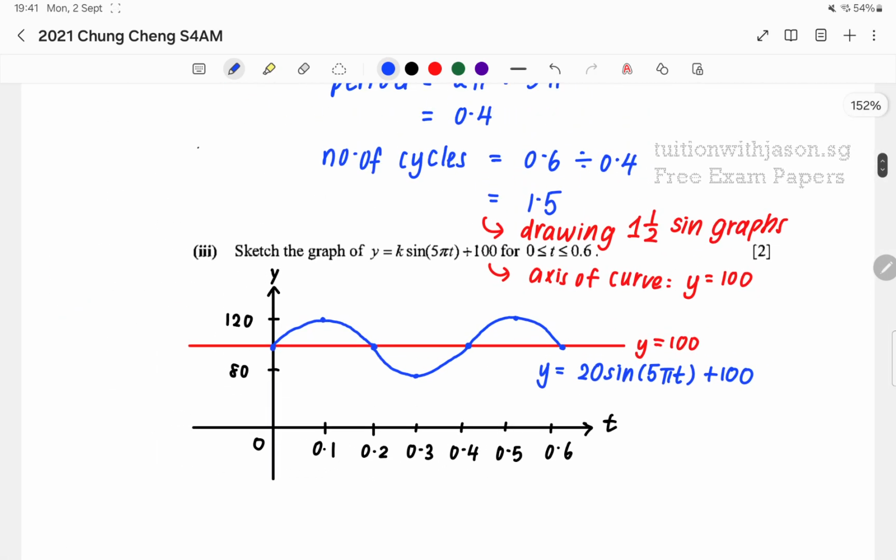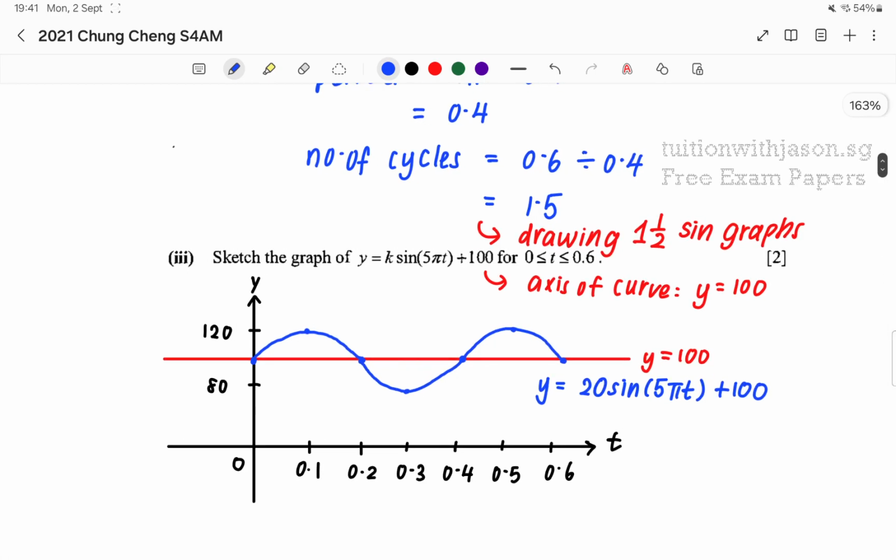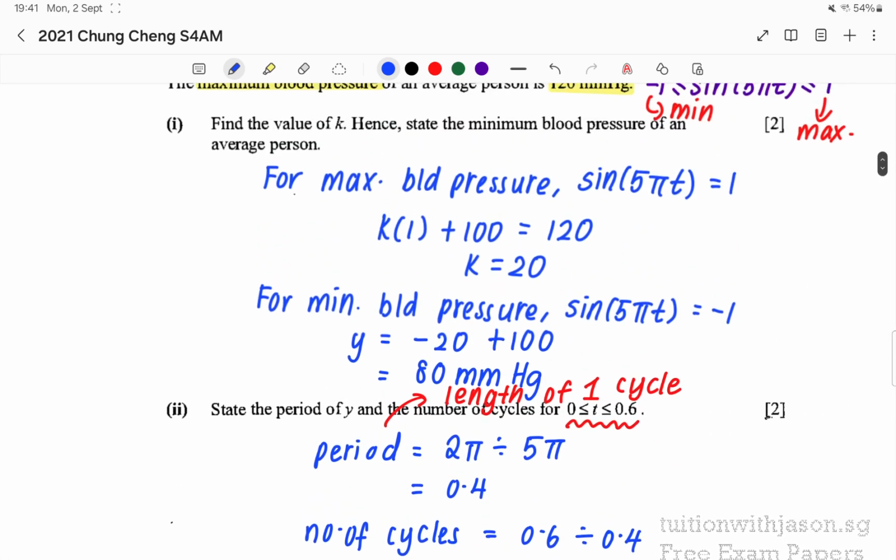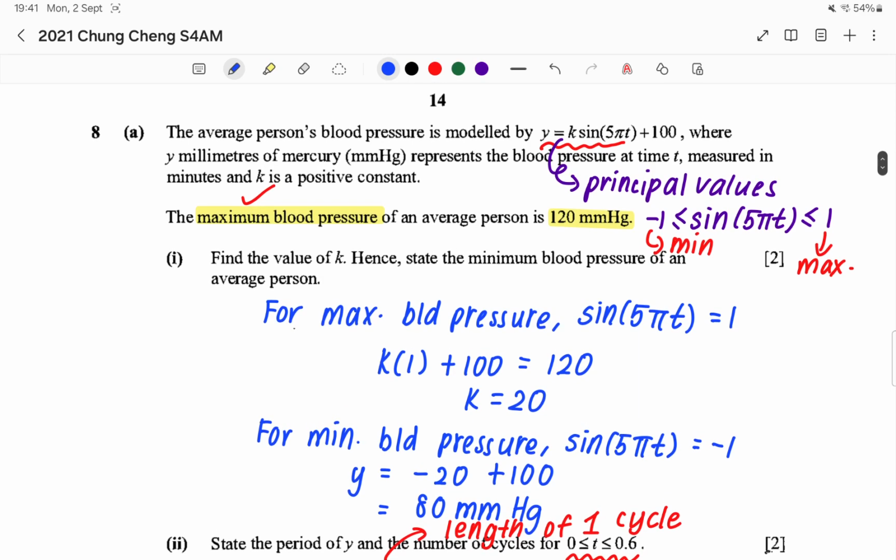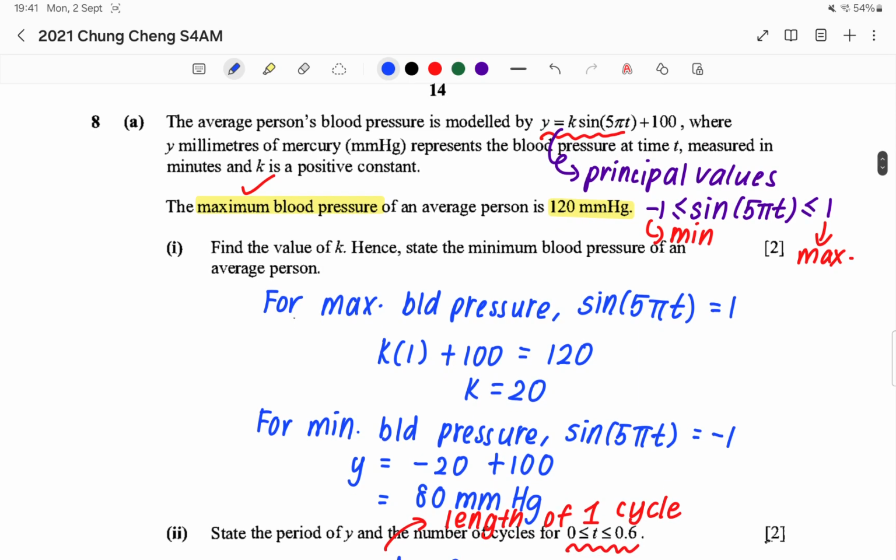So I hope this video helps you to revise your concept on Trigo graphs, and it shows that whilst this question seems a bit more niche, it is possible once we actually break down the question and fish out all the important information.